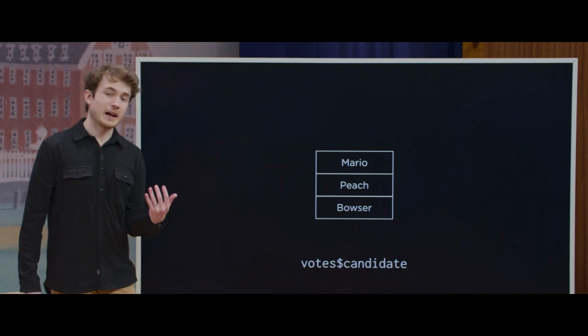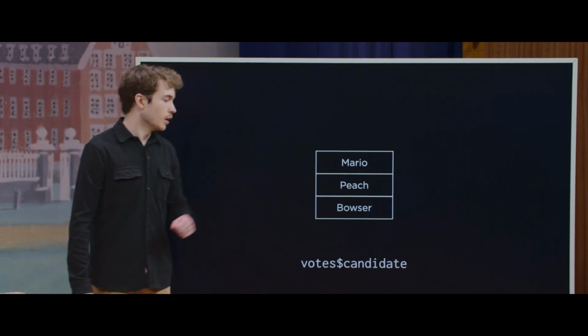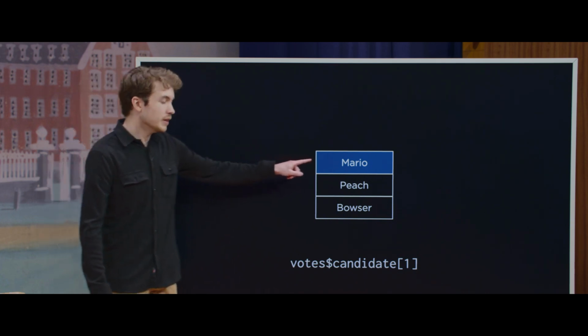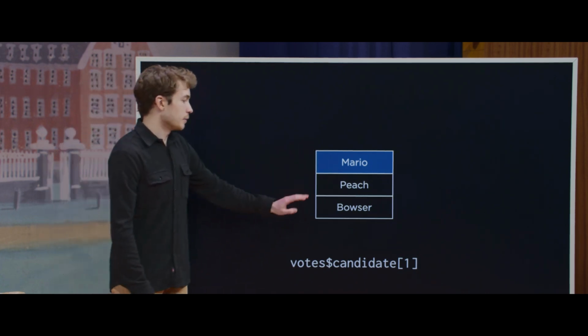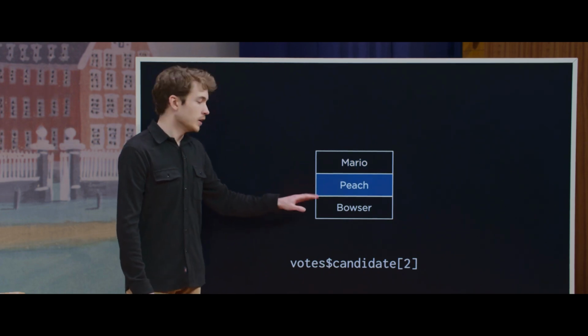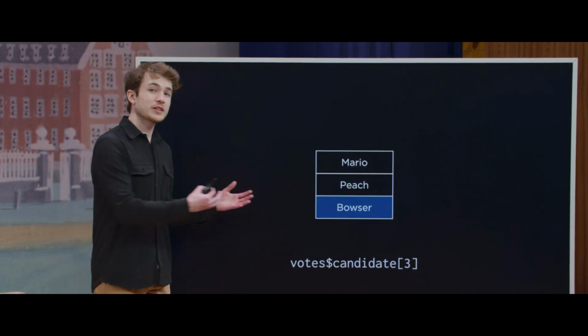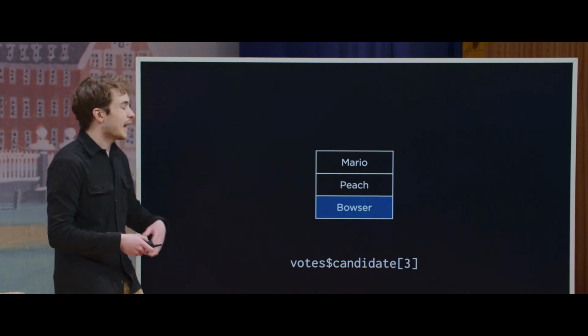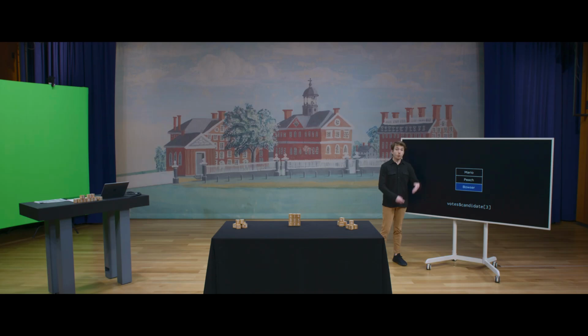If I want the first value, the first candidate, I could use votes$candidate and then bracket 1. That will give me Mario. I could use votes$candidate and then bracket 2. That would give me Peach. And same thing with Bowser here. So we're kind of taking out or extracting this new vector, and we're able to access individual values in it. Now, one example I like to use is the example of building blocks here.